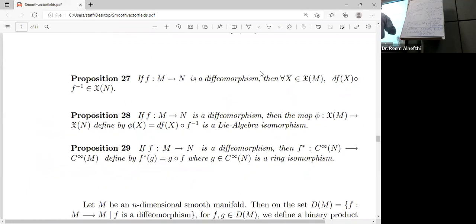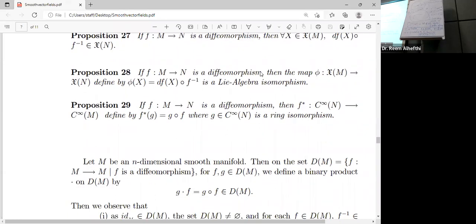Similarly, if F is a diffeomorphism, then that induces a map in the opposite direction, from C infinity of N to C infinity of M. This is the reason one is covariant and the other is contravariant. If F is a smooth map from M to N, the Lie algebra isomorphism is in the same direction. But when it comes to rings, that is the ring of smooth functions, it is in the opposite direction.